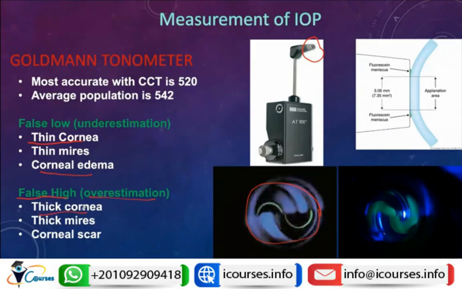Also, it can cause false high readings, or overestimation, if there is a thick cornea. So the cornea is very thick, and we need to apply much more pressure in order to applanate it. Or if there is a thick mires by the fluorescein, so we need to dry the tip and dry the patient's eye to decrease the pooling of the fluorescein. Or if there is a corneal scar, although it will cause corneal thinning, the scar tissue itself is tough and will need much more pressure in order to applanate it.